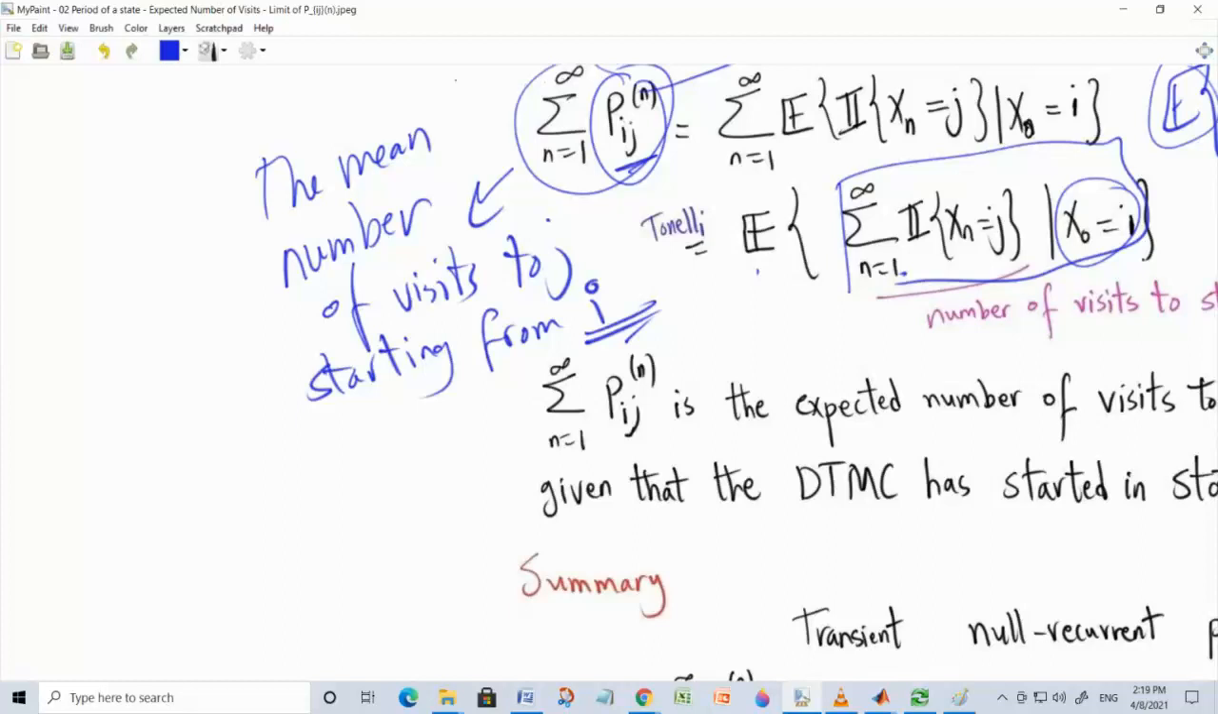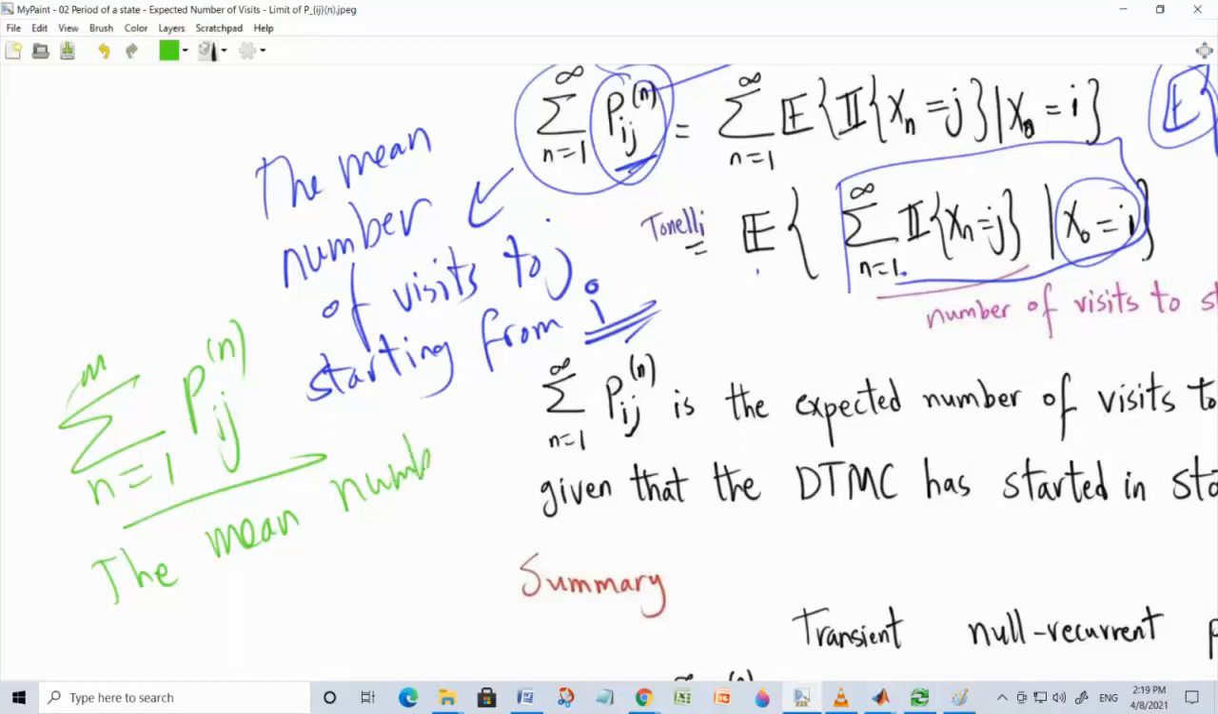What if I stop the summation? What if I take this summation, n from 1 to m, of p_ij of n? What will be the meaning of this thing? It will be a summation as such, but you stop at m. So this will be the mean number of visits from i to j in m steps.